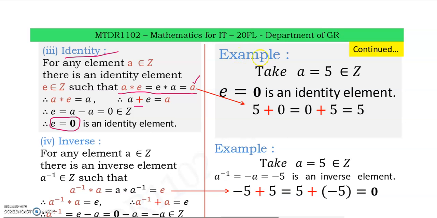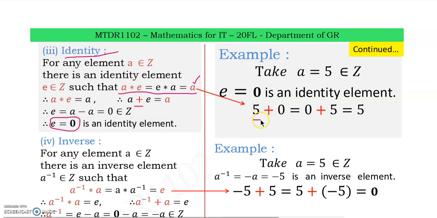Now you see the example. How to verify this identity property for the given Z comma plus. You take any number. I take A is equal to 5. Already you found E, the identity element. So now what am I going to check? I am going to check this identity property. You take any number A, here A is 5, and star is plus.